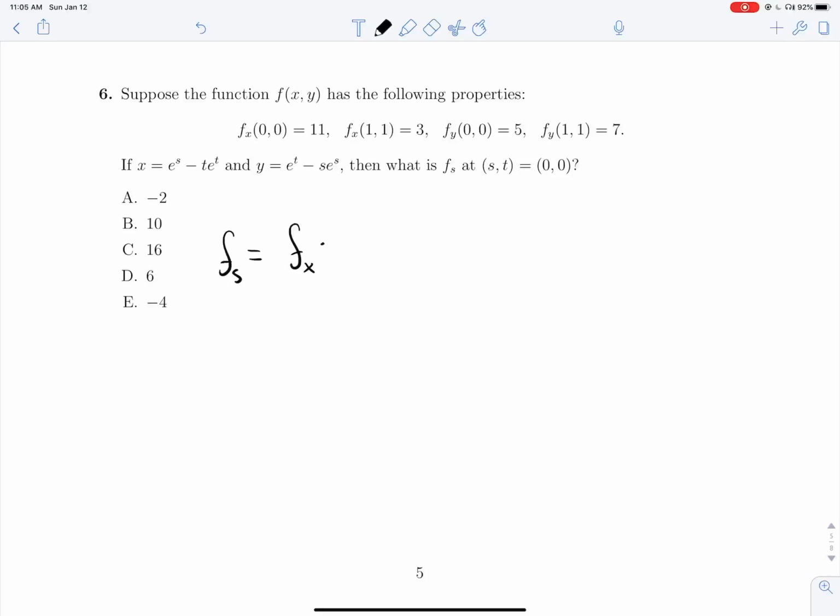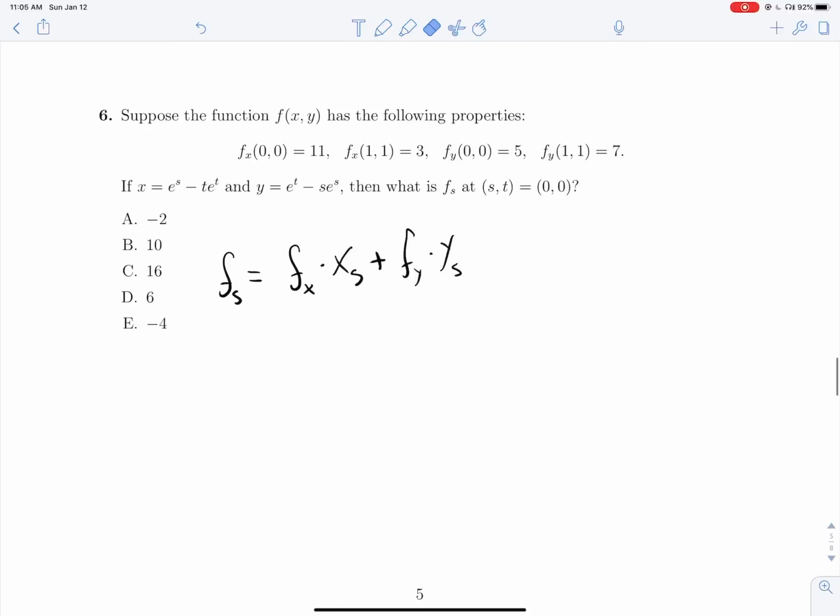fx xs plus fy ys. And that's just our general equation for our multivariable chain rule. And this is pretty much one of the easiest ones that you will run across. Not only is it only in 2D, since sometimes they give it to us with a third dimension where we would have to do fz zs added on here, but they also give us these partial derivatives of f with respect to x. But take a look, they're giving us two sets.